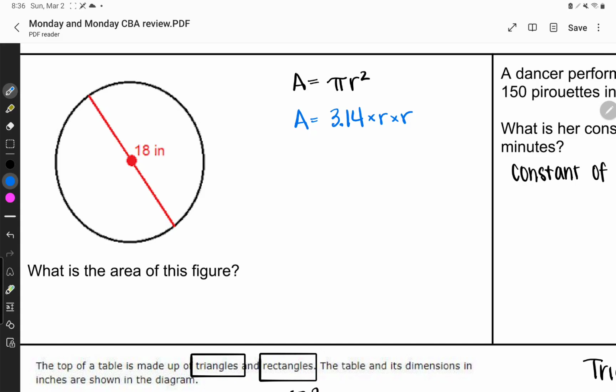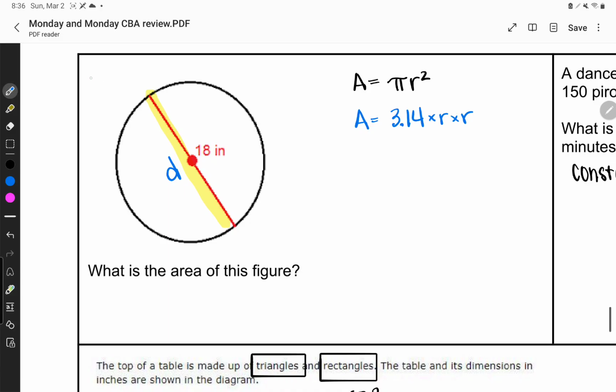All right, taking a look at this 18 right here. Is that a radius or a diameter? This is a diameter. We cannot use diameters for radius. So we have to turn our diameter into a radius. So how do you go from diameter to radius? You divide by 2. So I would do my radius equals 18 divided by 2, which is 9.